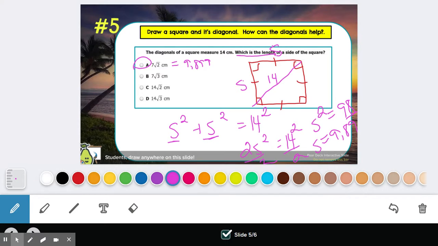I can double check all of my other answers. 7 and the square root of 3, that's going to be 12.12. That's not going to work. And if the 14 is bigger, you can always test those in the calculator, but those are going to double. So this is going to be 19 point something, and this is going to be 24.24. So those are not going to work, and it's going to be A.